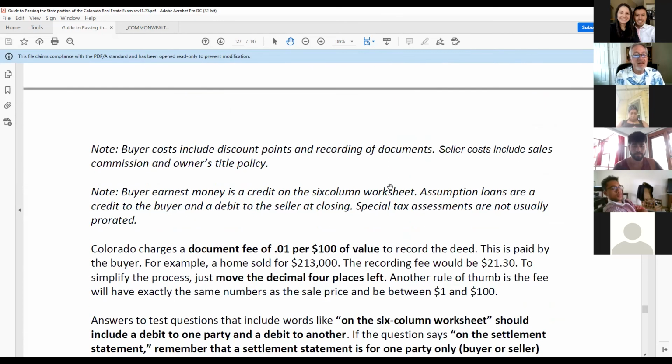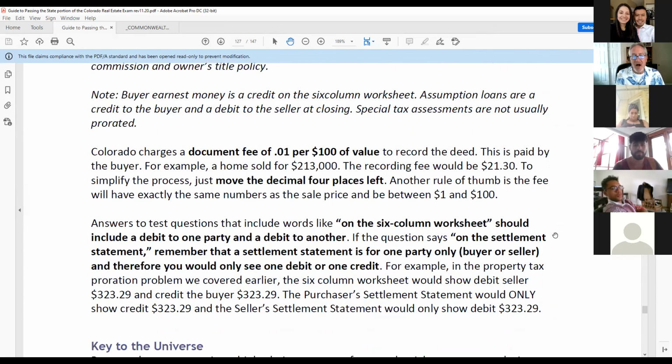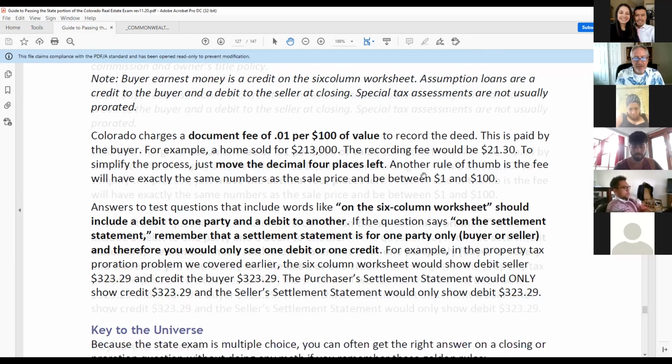Some things we've seen on the exam. This doc fee, don't forget about this doc fee. This is closing costs. So for this, you've got to know where to place your decimal point. Always remember, it's 0.1 per 100. So you have a sales price example here, 213,000. You move that decimal point 4 places to the left. So your doc fee is 2130. Move it 4 places. All right.